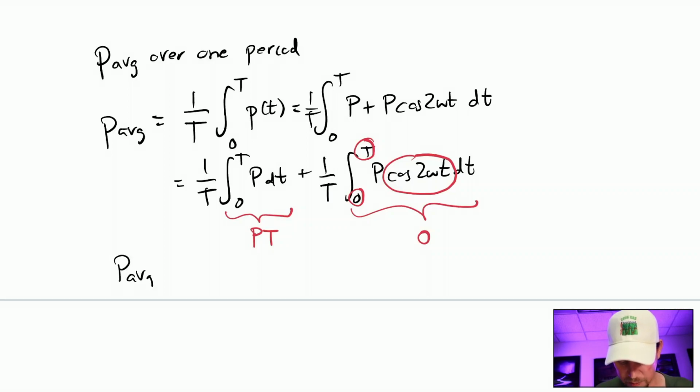So the average power over one cycle period is simply equal to the real power. Over one period, this is the actual power that's being delivered to the load. This is one of the reasons why we call it real power.